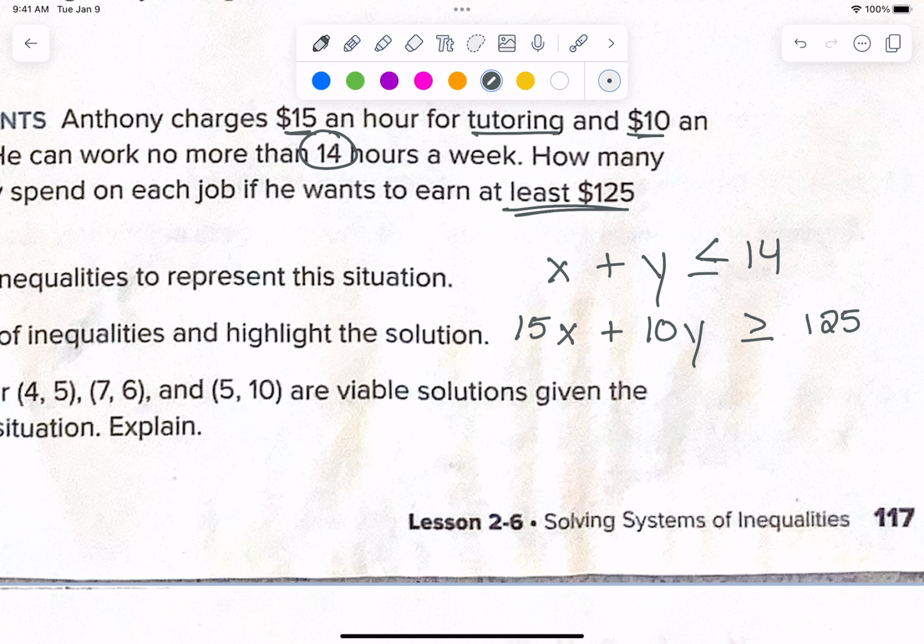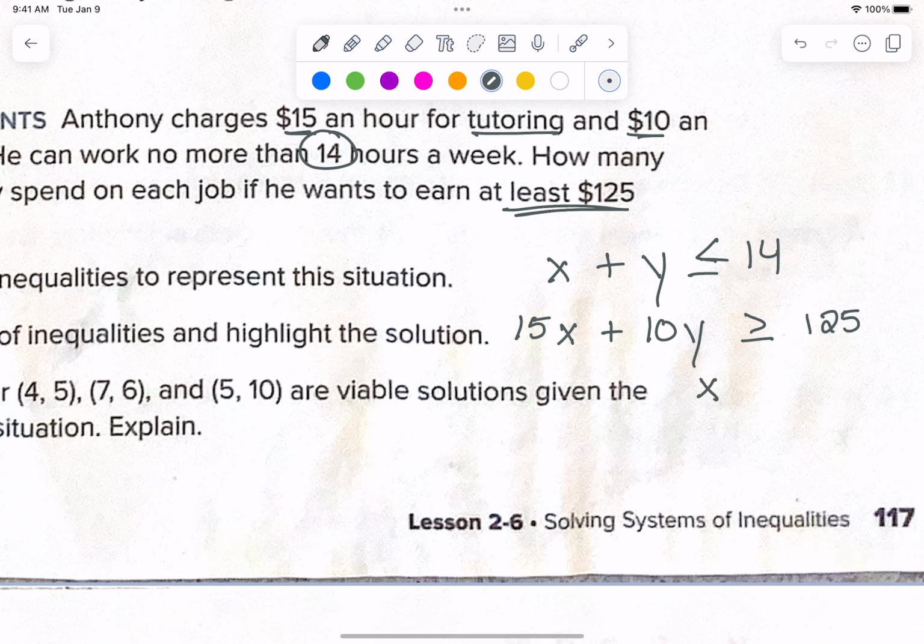Yeah, 5 and 5 would work to get 125. Sure. Yeah. That would work. Okay. All right. Now, two more things though. We're not done writing equations yet. We have two more things.